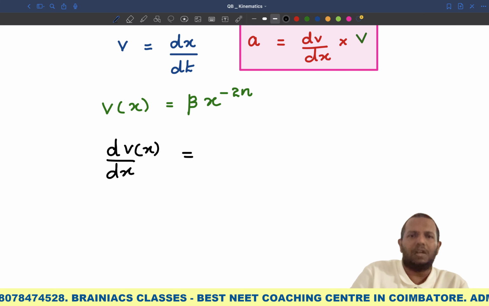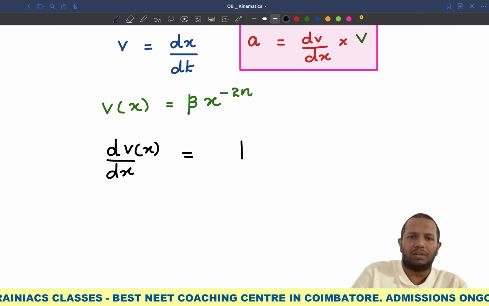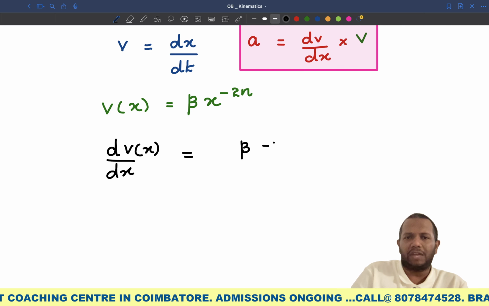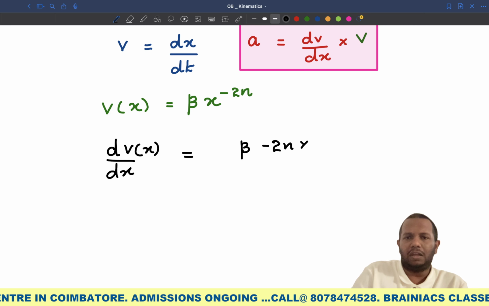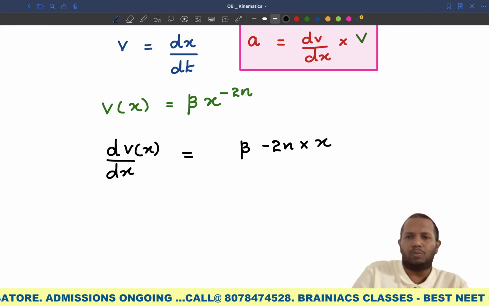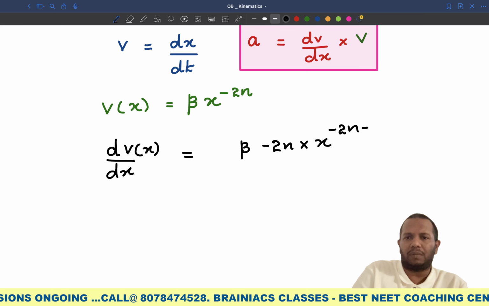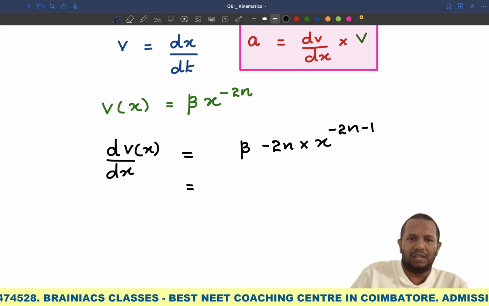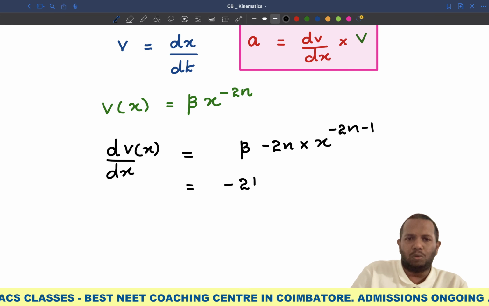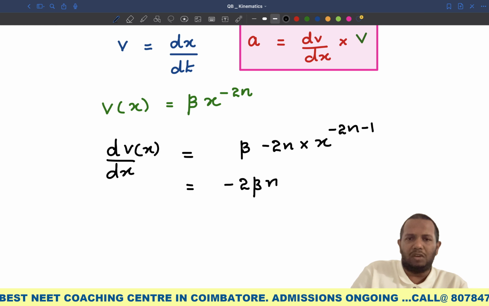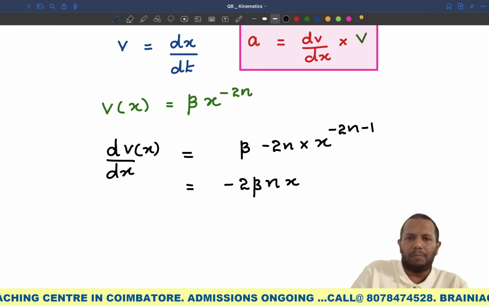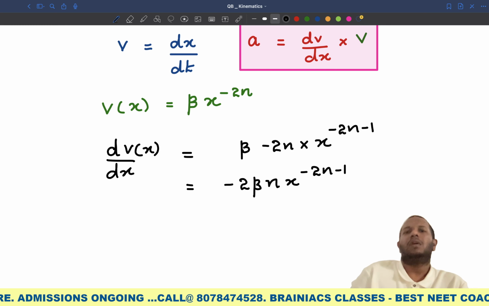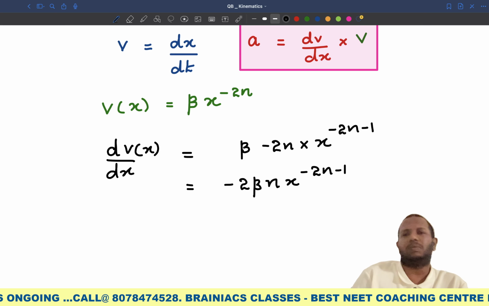If you are differentiating it, we know beta is a constant. So x raised to minus 2n, how will you differentiate that? We know that it is minus 2n into x raised to minus 2n minus 1. Correct? So how can we fundamentally write this now? You can see here, minus 2 beta n into x raised to minus 2n minus 1. So this is what I got for dv of x by dx.